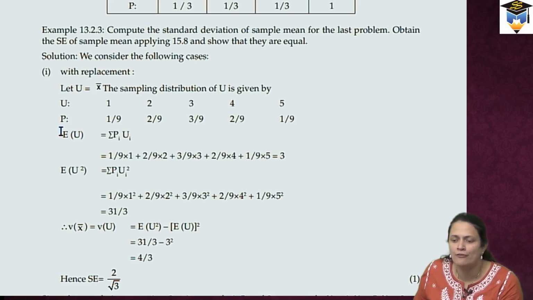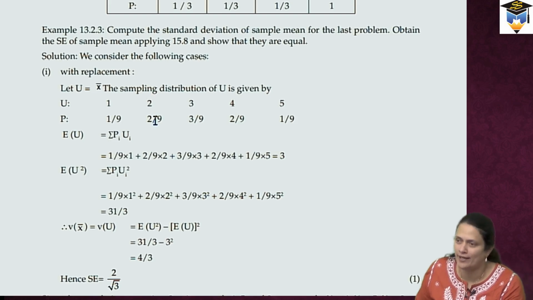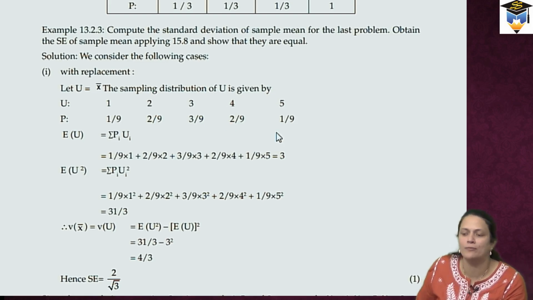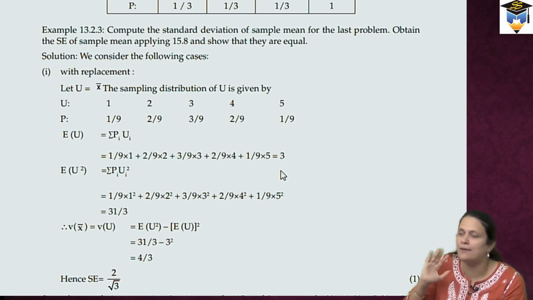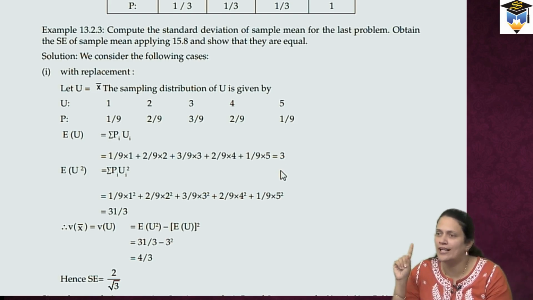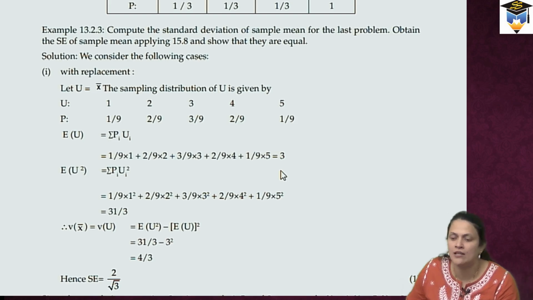Now, first you will have to find out E of u. So, what is that? Summation of P into u. Okay, summation of P into u. So, what we are going to do? 1 into 1 by 9 plus 2 into 2 by 9 plus 3 into 3 by 9 plus 4 into 2 by 9 plus 5 into 1 by 9, which comes out to be equal to 3. Then next step, did you understand till here, Atharva, what was done? P and U were multiplied and all of them were added.